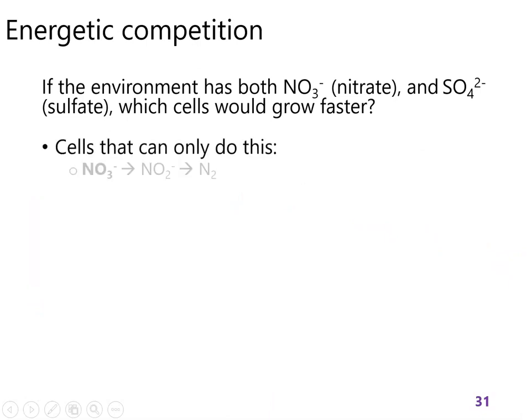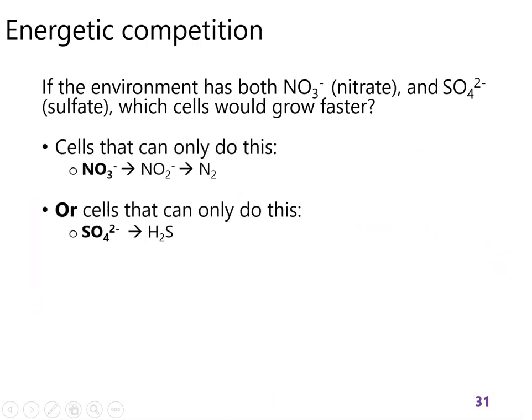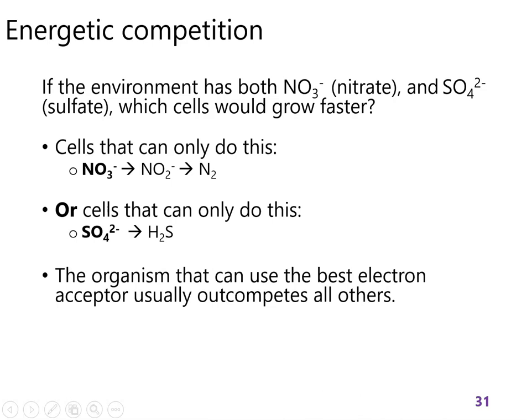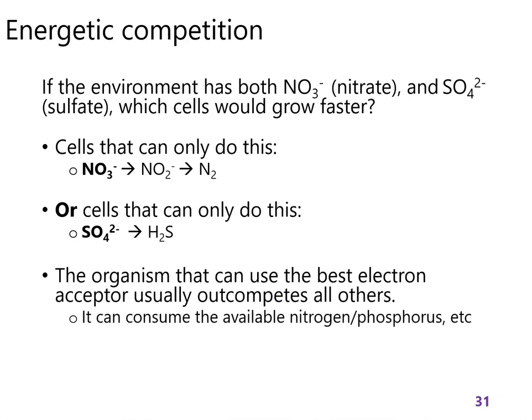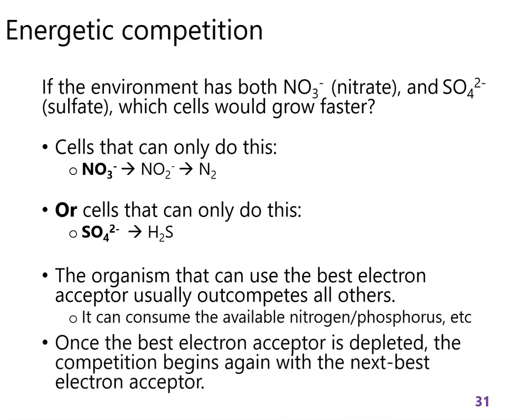Right, and this slide just spells that out. The organism that uses the best electron acceptor usually is going to win. It's going to be able to use up the other nutrients in the environment so that others can't use them. It consumes the available nitrogen and phosphorus. And right, so I've said all these things.